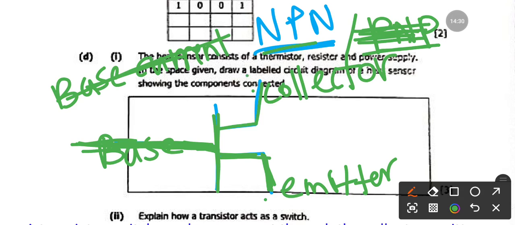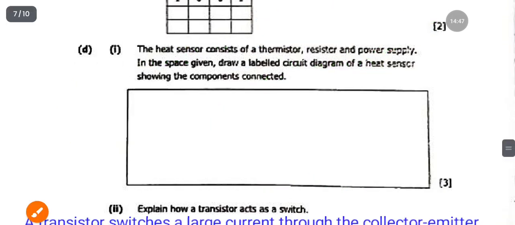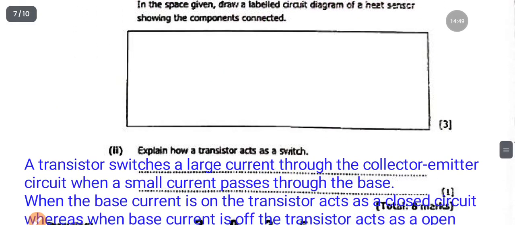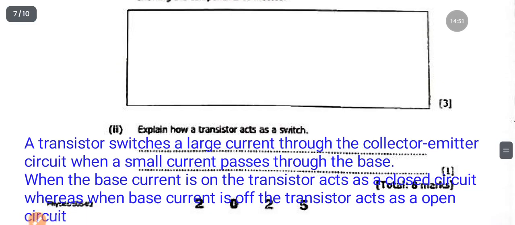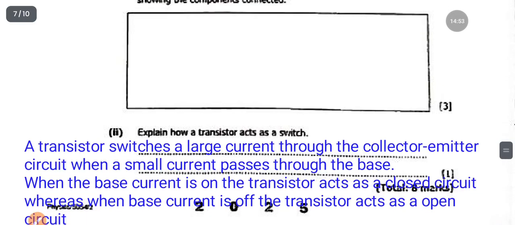So it is off in a situation where there is no base current, and it is on in a situation where there is a base current. That is the basic idea. So here I wrote my answer to be that a transistor switches a large current through the collector to the emitter circuit when a small current passes through the base.